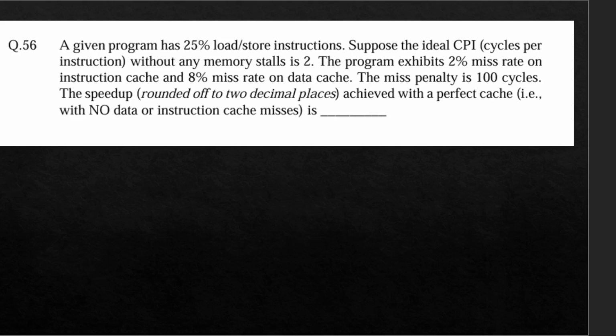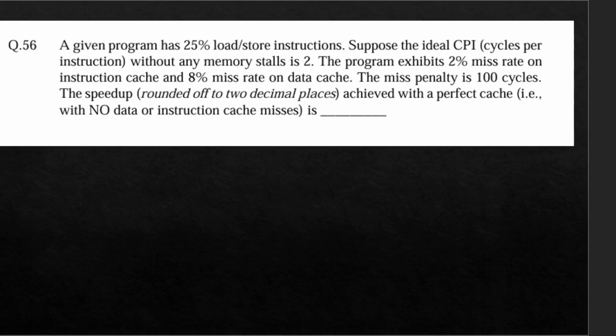Okay, so let's see this. A given program has 25% load store instructions. Suppose the ideal CPI, which is cycles per instruction without any memory stalls, is 2. The program executes with a 2% miss rate on the instruction cache and an 8% miss rate on the data cache. And after that, the miss penalty is 100 cycles. We want the speedup, rounded off to 2 decimal places, achieved with a perfect cache, that is with no data or instruction cache misses.